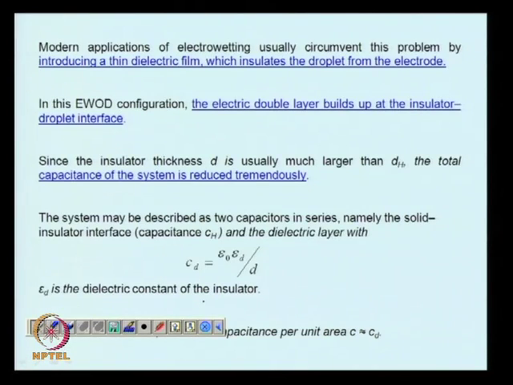A thin dielectric film insulates the droplet from the electrode, and the electric double layer builds up at the insulator droplet interface, thereby causing a change in the surface energy of the dielectric. Since the insulator thickness d is much larger, of the order of microns, compared to dH, which is of the order of nanometers, the capacitance of the system is reduced to a large extent, and this is the capacitance of the insulator, where epsilon d stands for the dielectric constant, and d is the thickness of the dielectric. Since the capacitances are so different, the entire capacitance of the system can be approximated as if it is the capacitance of the dielectric.